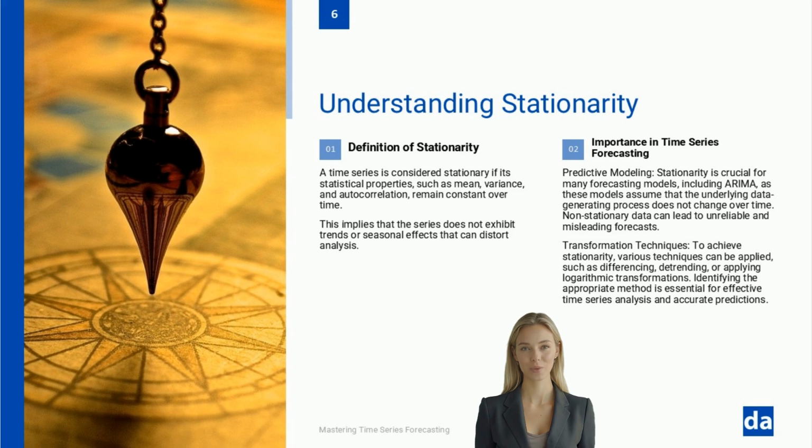In this section, we will discuss the concept of stationarity in time series analysis. First, let's define what we mean by stationarity. A time series is considered stationary if its statistical properties, like mean, variance, and autocorrelation, remain constant over time. This means that the series does not show any trends or seasonal patterns that could interfere with our analysis.